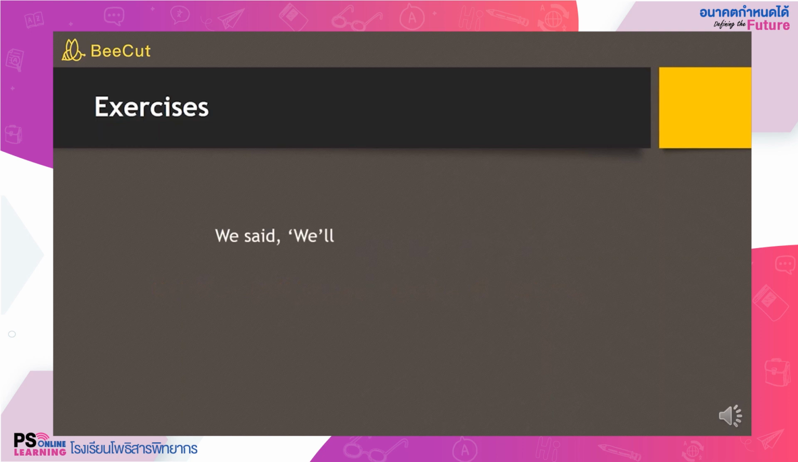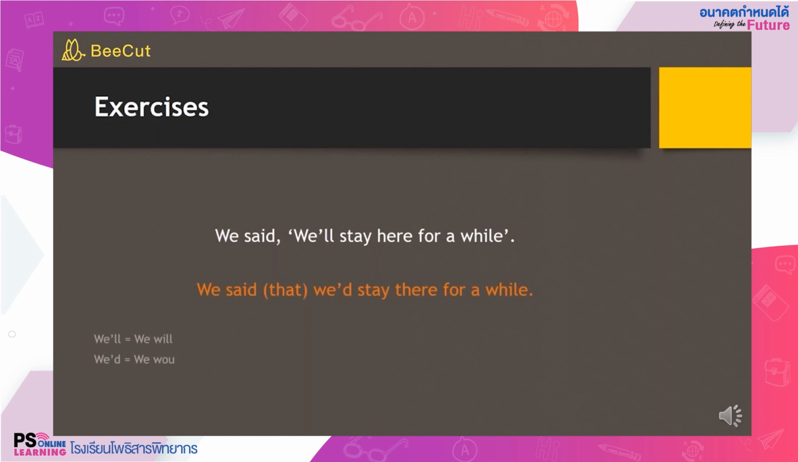We said, "We'll stay here for a while." The reported speech is, we said we'd stay there for a while. Will is short form of we will. And would is short form of we would. So will changes to would, one tense back.